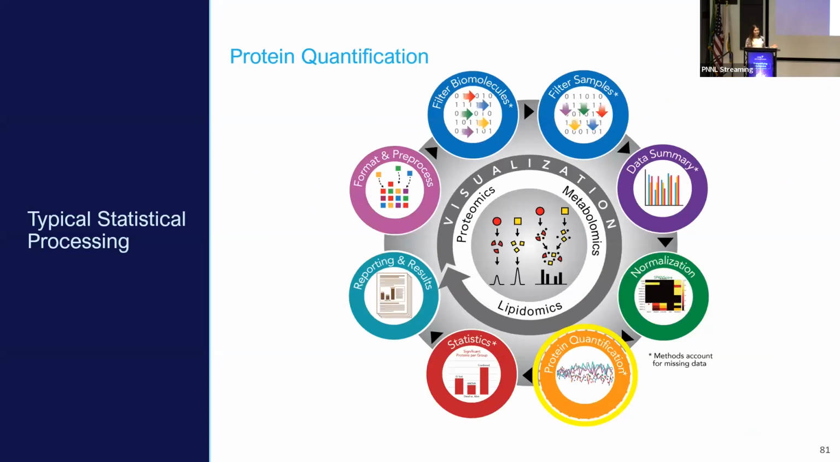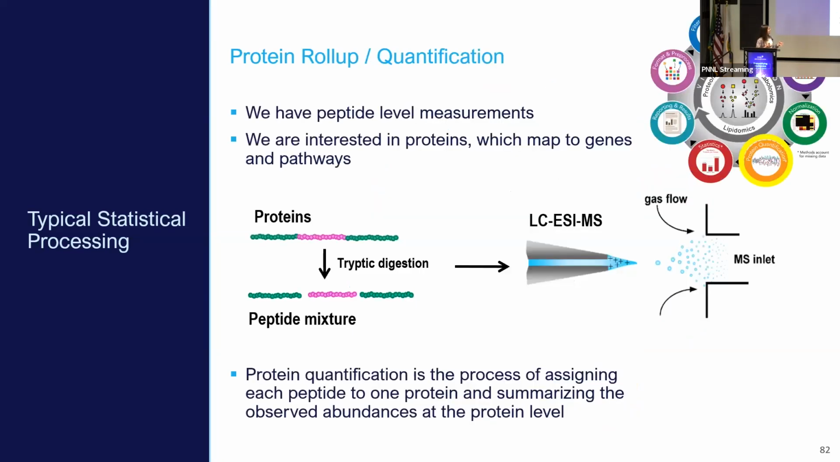So once we've moved past that normalization step, we're ready to do protein quantification. Paul mentioned a couple of different methods for doing this. And when we've got this bottom-up workflow, we're measuring the peptides, but what we want to know about are the proteins. That's what maps to genes and pathways. So for each of those peptides, we need to assign the protein that it should be matched with.